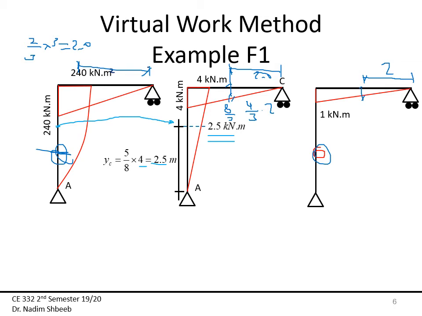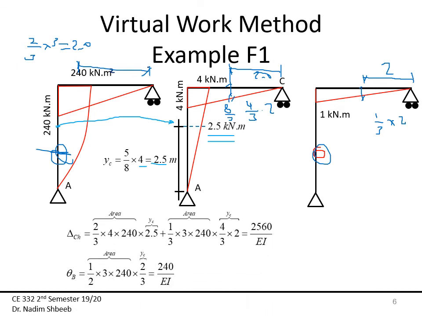Then I have to come at this point, and the length is 1/3 times 2, and this will be the value right there. Okay, putting this again in a nicer representation form, then delta C horizontal, again 2/3 times 4 times 240 is your area, times the value 2.5, which is the value at YC, plus, that's not 1/3, that's supposed to be 1/2, times 3 times 240 times 4/3 times 2, which is what we got over there. Then we get 2,560, which is the same as we got through integration.